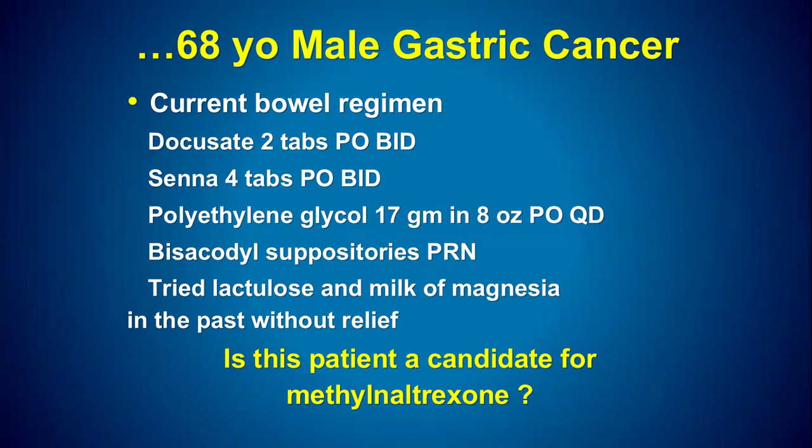Methylnaltrexone is one of the peripheral antagonists of morphine. Unfortunately, not available in India. But yeah, that is one of the medicines that you can think of, methylnaltrexone or a peripheral antagonist.